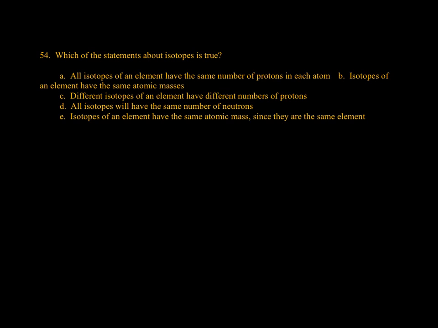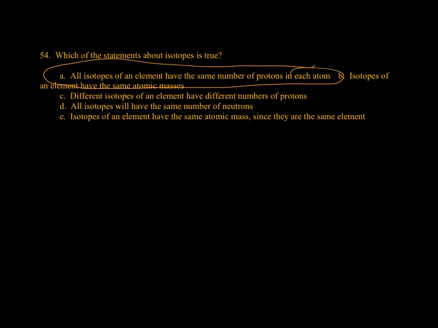Which of the following statements is true about isotopes? All isotopes of an element have the same number of protons. Isotopes of elements have the same atomic mass, etc. Well, if they are the same element, and they have to be the same element to be isotopes, they have to have the same number of protons, because the protons tell you what the element is. If they had different numbers of protons, they wouldn't be isotopes, they'd be different elements. And the first requirement of an isotope is that it's two atoms of the same element.